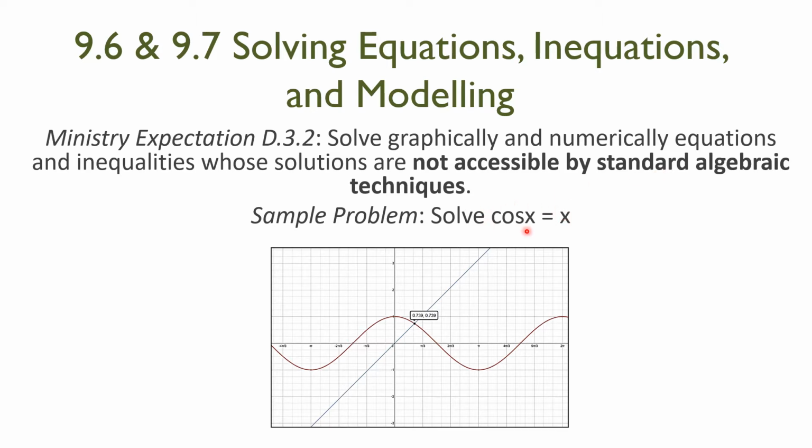For example, cos x equals x. If we're looking for the point of intersection there, we can't just solve that by saying, well, let's bring the x's to one side, or let's divide both sides by cos or something. That's not a standard algebraic technique. So we have to come up with some other ways of solving. And one of them is graphically, like this one right here. We graph cos, we graph the line y equals x, and there's the point of intersection.